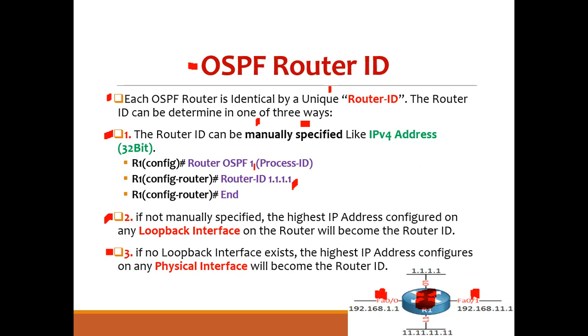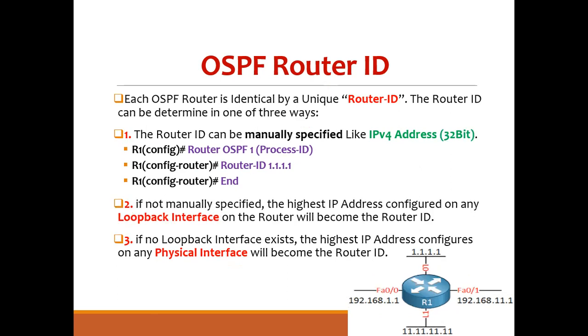It doesn't mean that it should match the IP address on the interface, or anything else. If you want, you can keep it. Normally we keep router 1 as 1.1.1.1, router 2 as 2.2.2.2, so it will be easy for us to identify the routers in the OSPF network. If you have configured this 32-bit OSPF router ID manually, then it's okay, no problem.